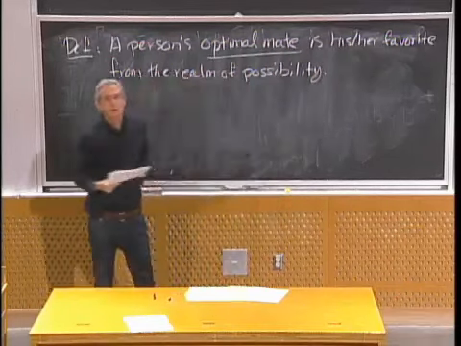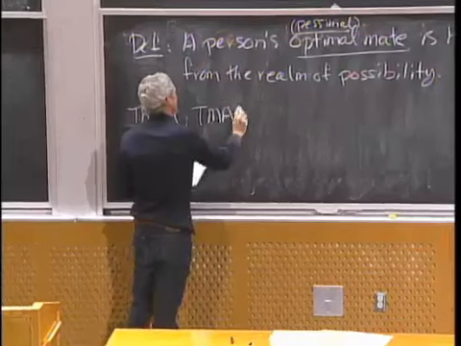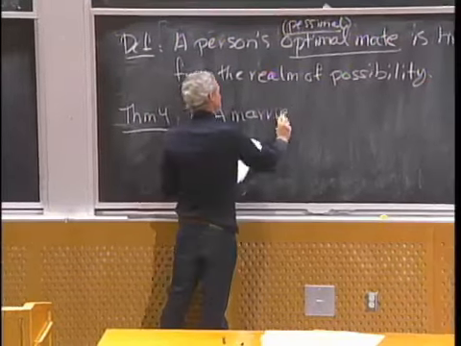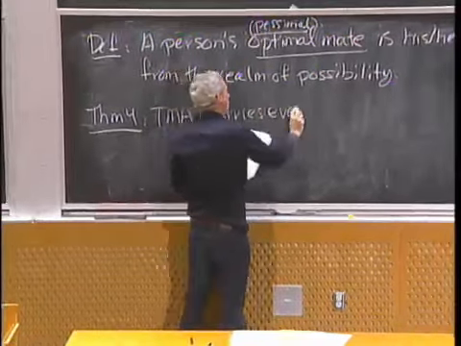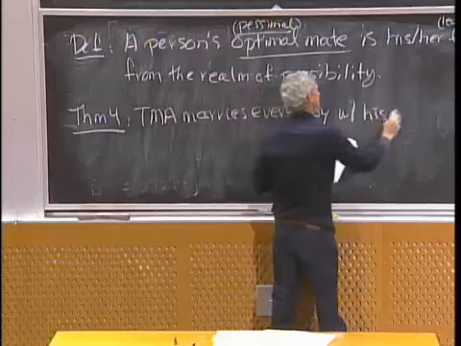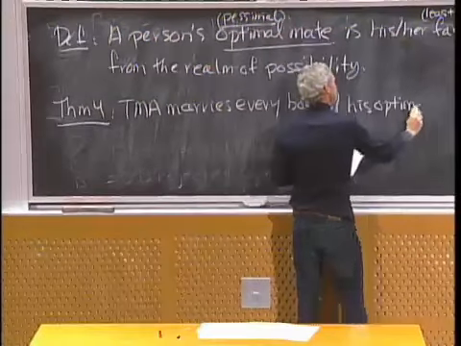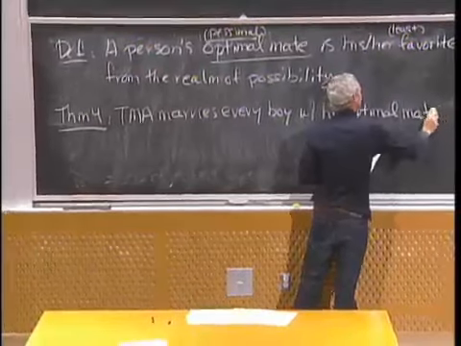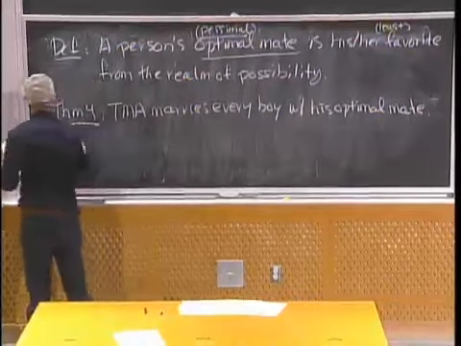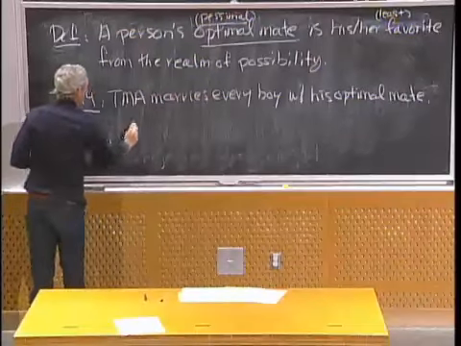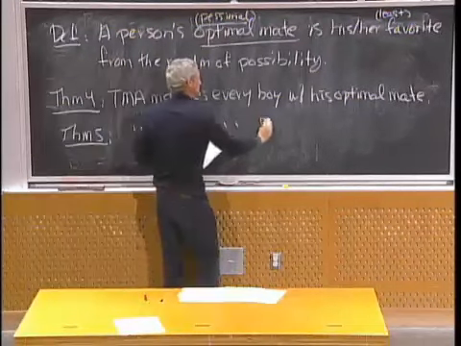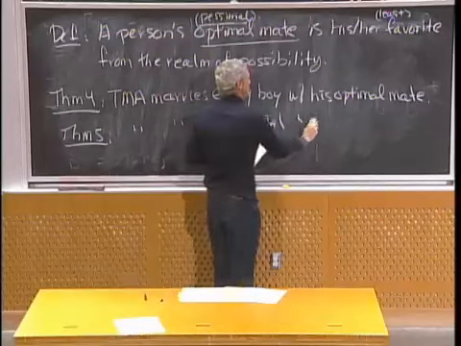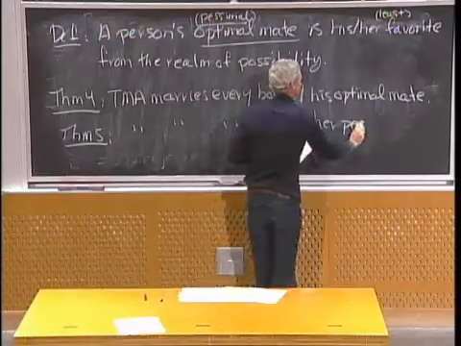Okay, now we can state the blockbuster theorems here. Theorem 4 says TMA marries every boy with his optimal mate. Theorem 5, you can probably guess, TMA marries every girl with her pessimal mate.